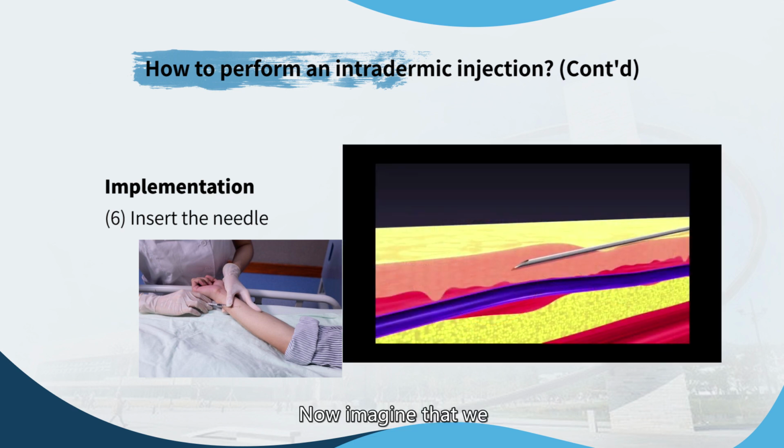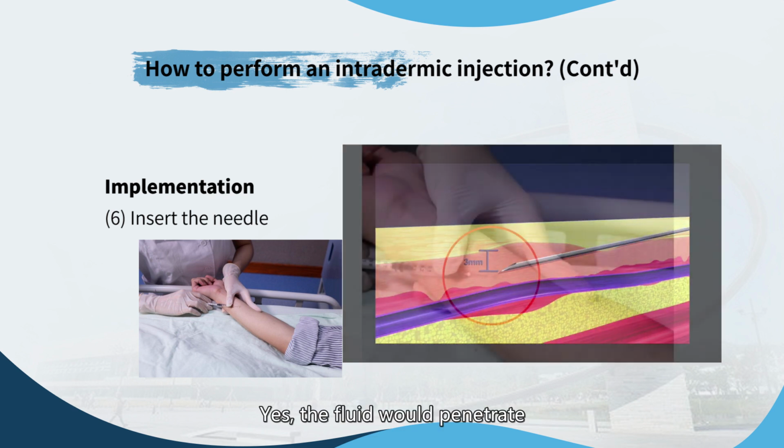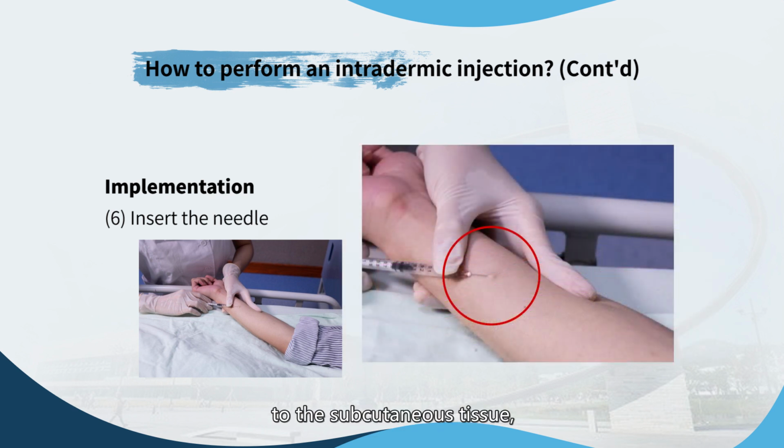Now imagine that we insert the needle at a deeper angle. What will happen? Yes, the fluid would penetrate to the subcutaneous tissue, and we could hardly see a bleb. As a result, we may get a false reading.